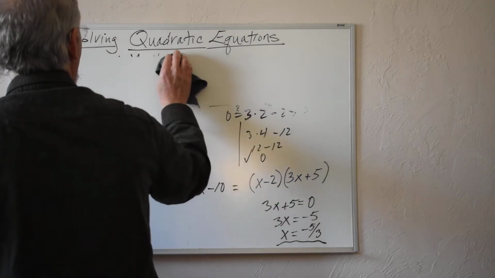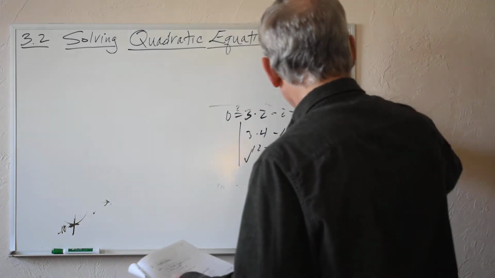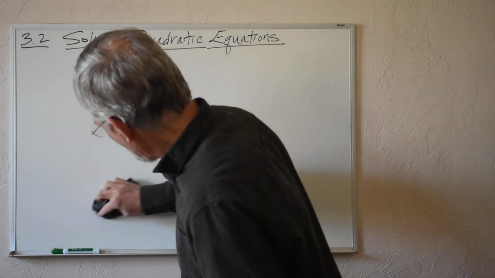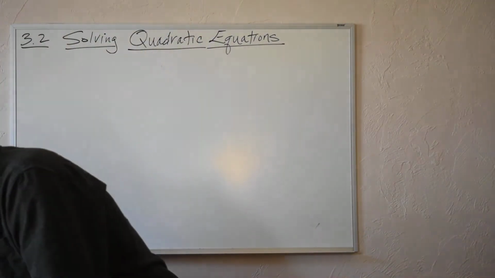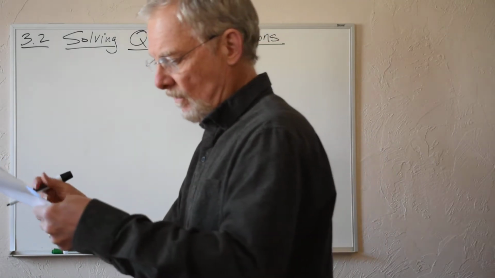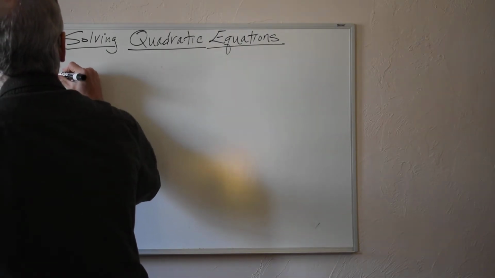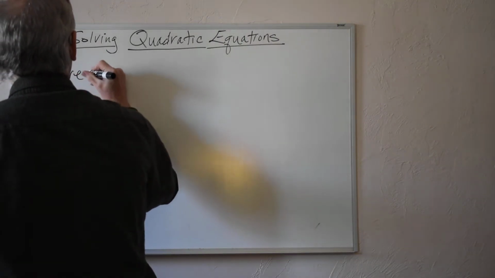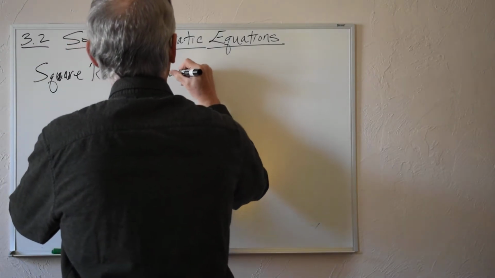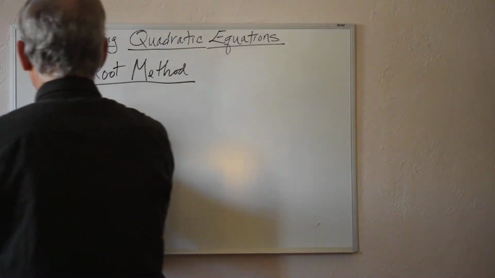Now, before we get to the third major method, we have to see a special case. On page 187, we examine the square root method. Let's look at example 6.